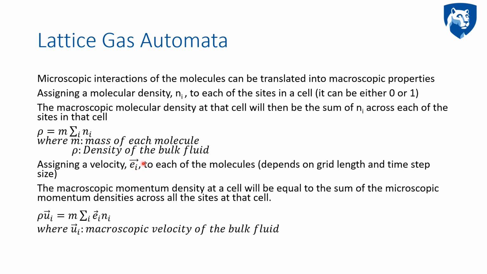the molecules. So the macroscopic momentum density of the fluid will just be equal to the sum of the microscopic momentum densities of each of the molecules across the sites in a cell, which is given by this equation right here, where rho u is the macroscopic momentum density, and u here represents the velocity of the bulk fluid, whereas e is the velocity of the molecules.